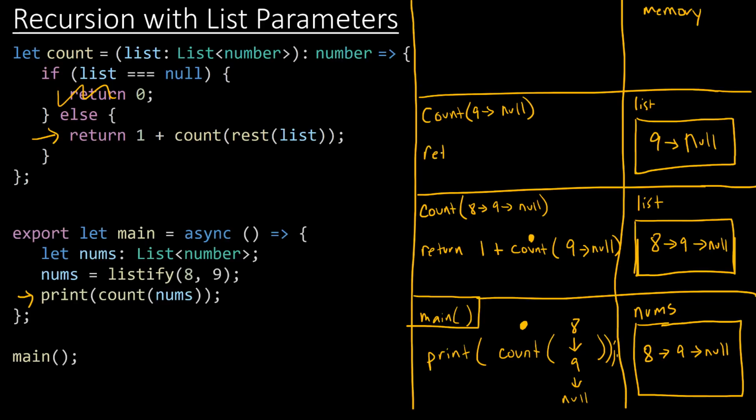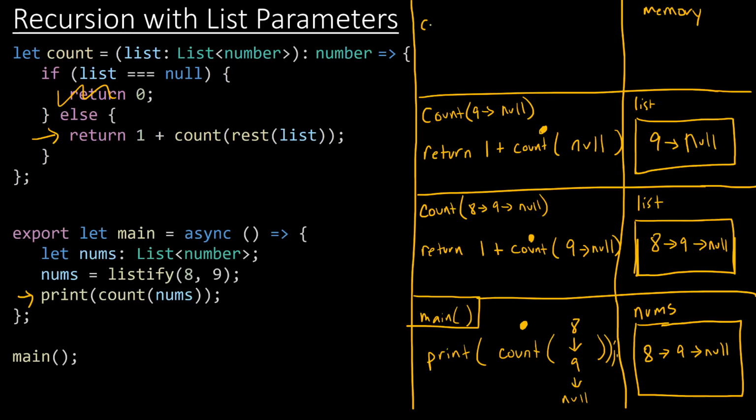So what is the value, or the result, of saying return 1 plus count the rest of list? Once again, the list that we have currently is 9, null. The rest of the list 9, null is just null, right? So the rest of this list is null. And now when the computer is trying to evaluate what is count null, this is a function call. So what is it going to do? It needs to drop a bookmark here.